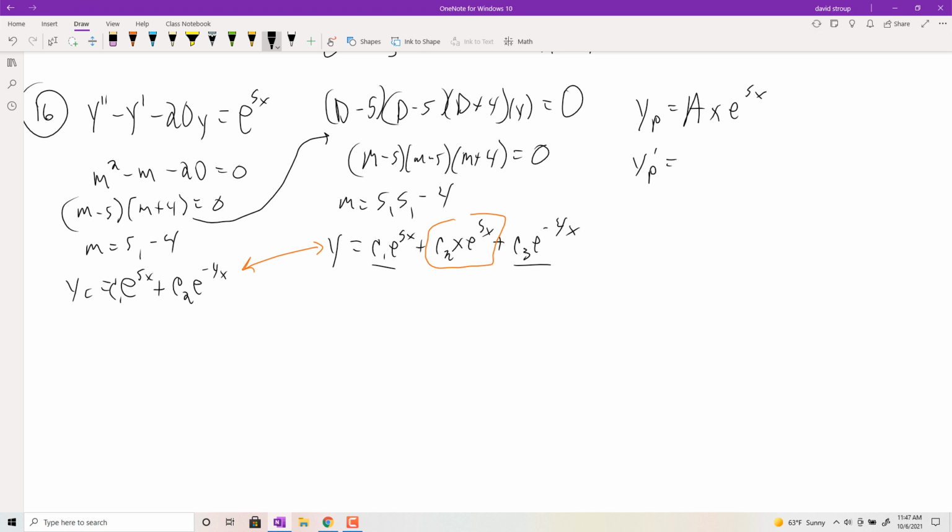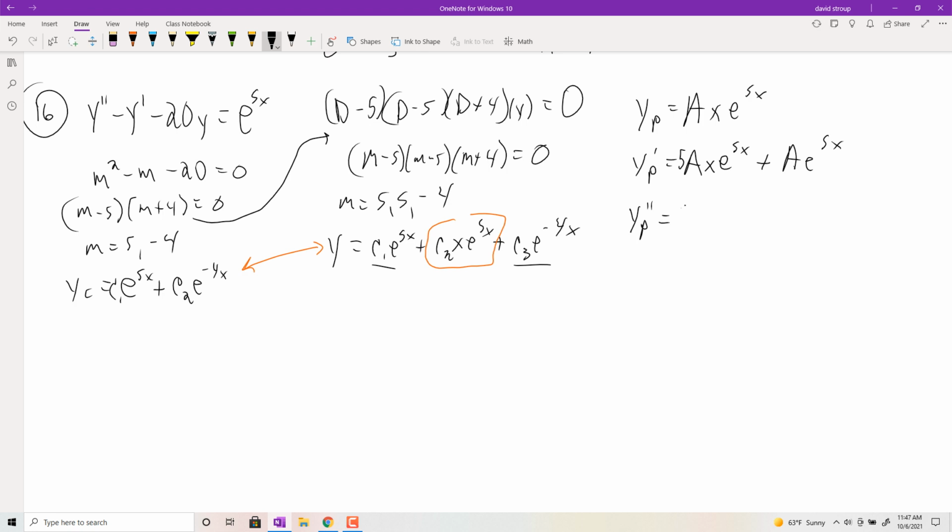And this is where it can get kind of annoying, right? So you have 5, taking the derivative, e to the 5x is 5e to the 5x. I'm leaving x alone. I have to do a product rule. And then you just have ae to the 5x.